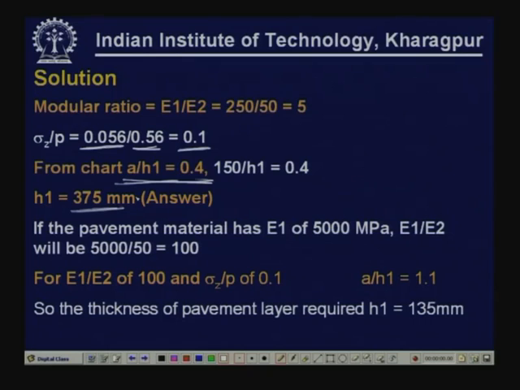If the same pavement were to be having E1 value of 5000 MPa instead of 250 MPa, E1 by E2 would be 100. So, for E1 by E2 of 100 and sigma z by p of 0.1, as you have seen here, A by H1 will be 1.1. So, the required thickness will be 135 millimeters. So, that would be the effect of using improved material, stronger materials.